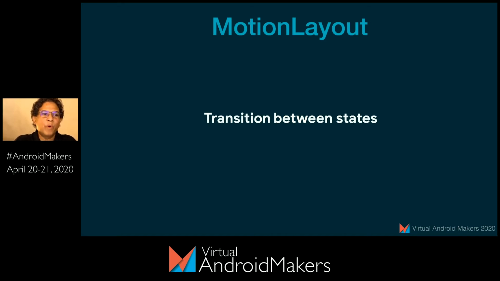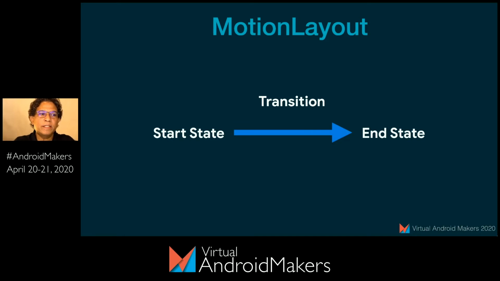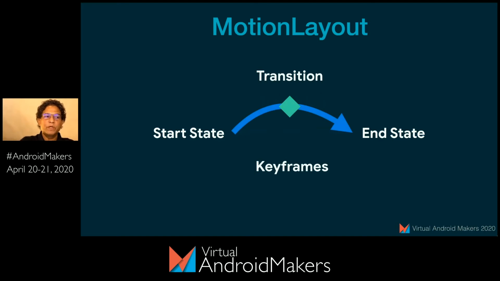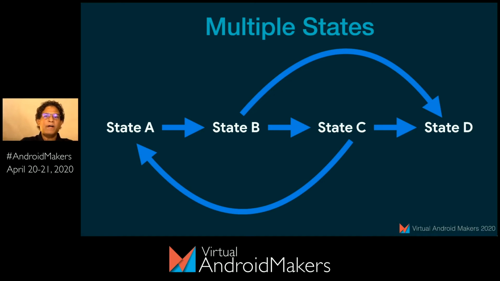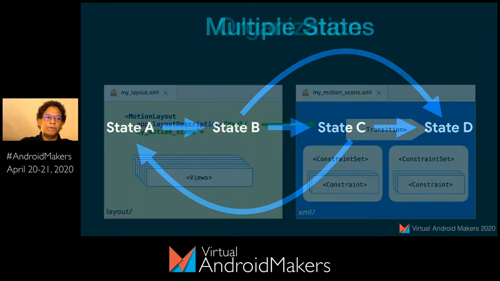First, we want to transition between states. So we have a start state and we have an end state, and we have a transition between them. And because we have this concept of keyframes, you can actually modify how you get from the start state to the end state. The default would be simple linear interpolations between the two states, but you can actually modify them within the transition. And in fact, you can have many states. You can have as many states as your application needs for that particular layout.